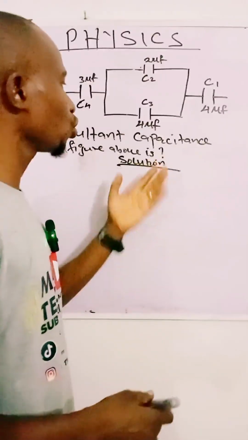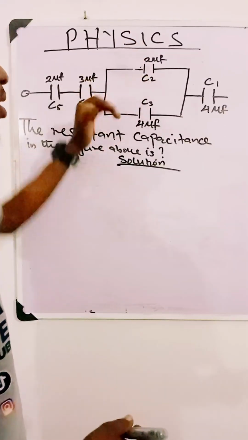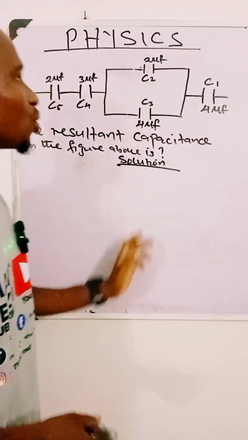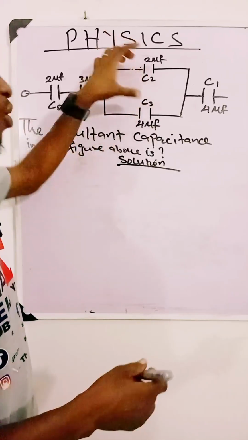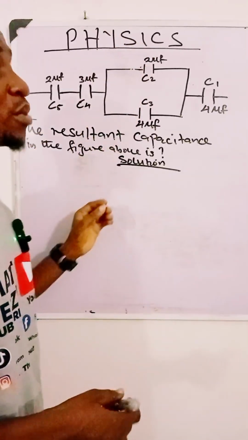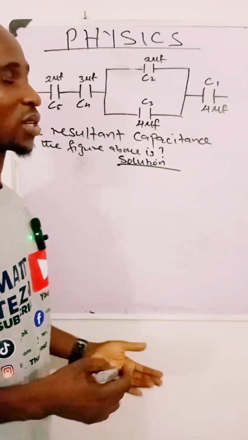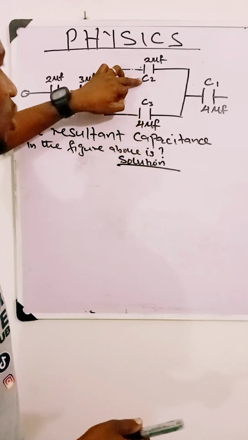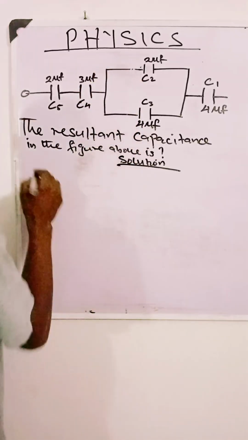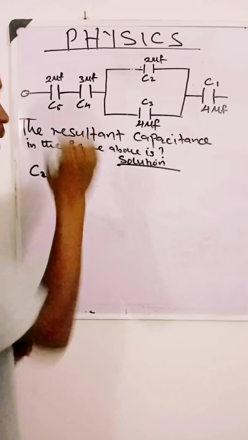And like I've told you before, this is a combination of parallel and series. So the first thing is I'm going to solve the parallel aspect of this circuit. Then the equivalent of the parallel aspect is going to be in series with the remaining capacitance. All right, so the parallel aspect, which I have C2 and C3. So what I'm going to have is C2, which is parallel to C3. I'm going to solve it.